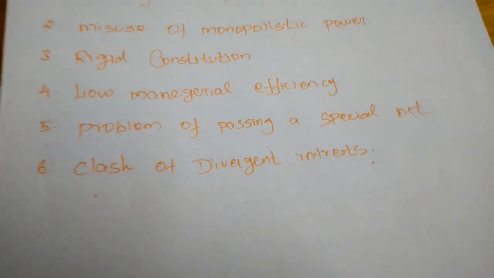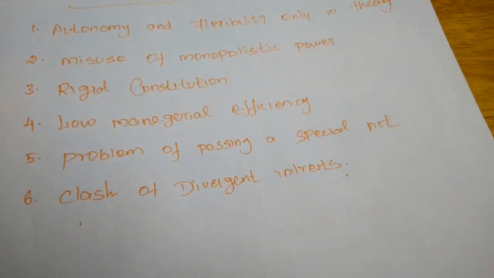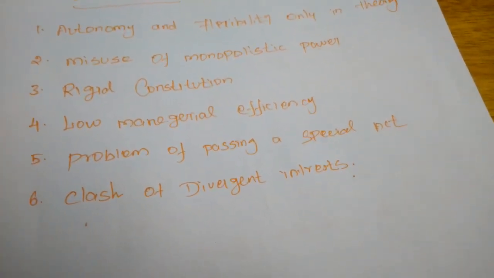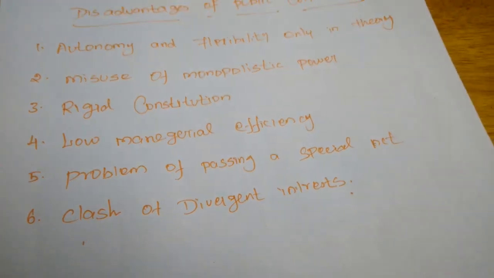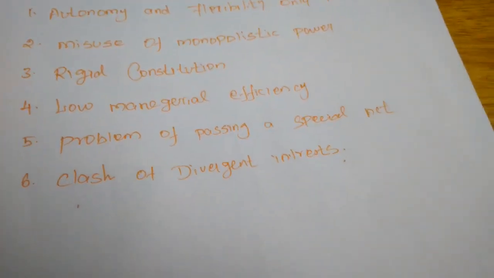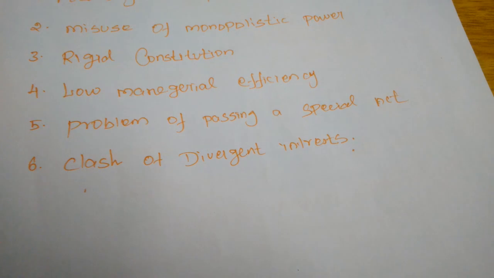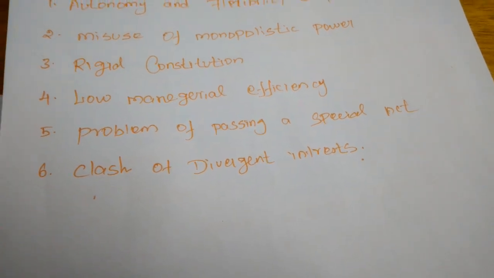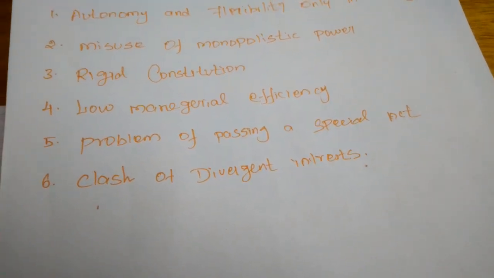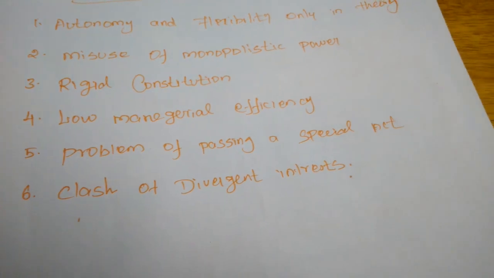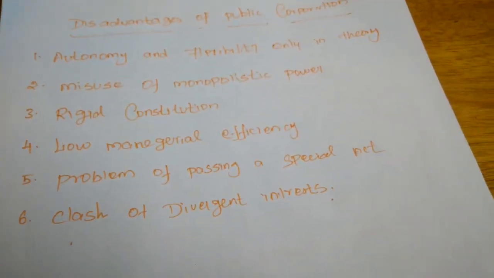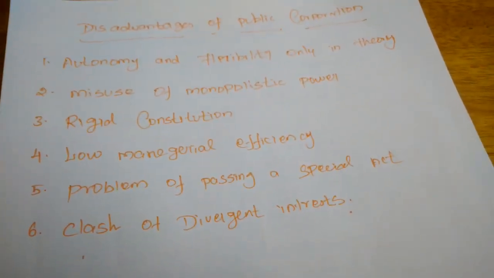Next, the problem of passing a special act. When they are passing the special act for the public corporations, it is not a very easy method. Next, clash of divergent interests. Among the group of people, many conflicts and misunderstandings will be there. So it will hamper the growth of public corporations.